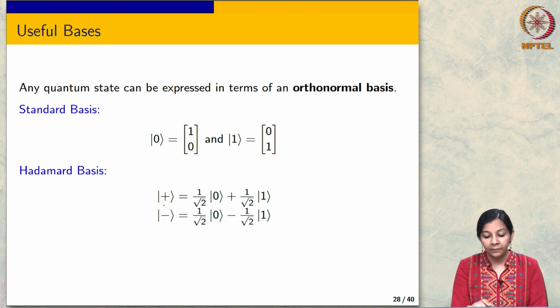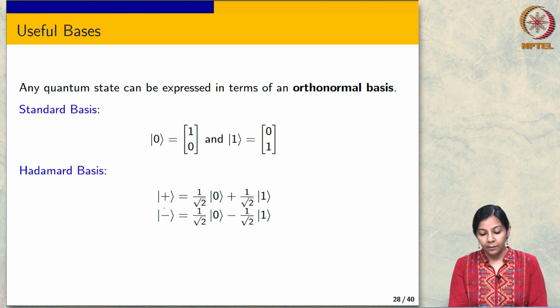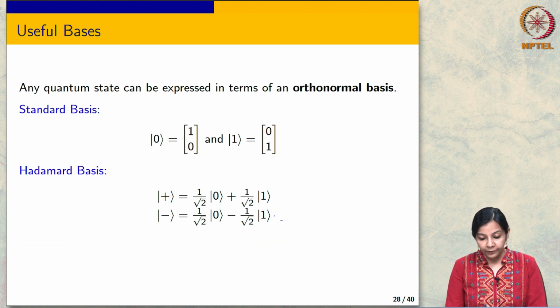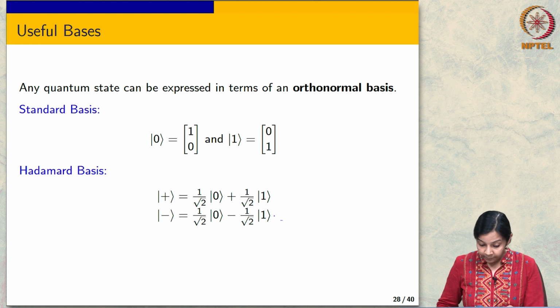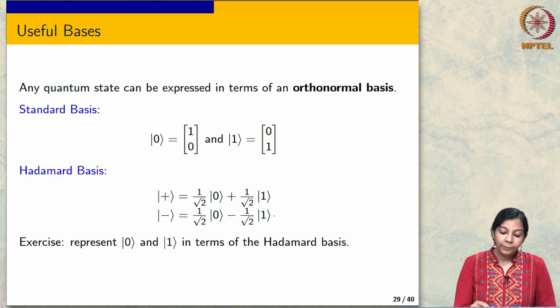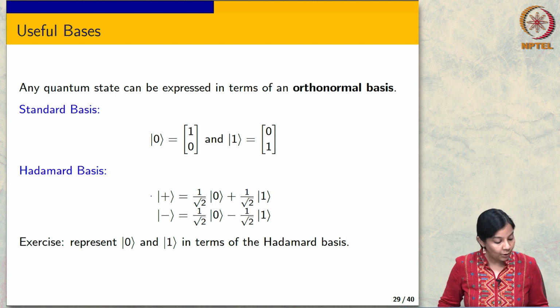So there is the plus state, which is 1 over root 2 |0> plus 1 over root 2 |1>, and the minus state, which is 1 over root 2 |0> minus 1 over root 2 |1>, right. And you can verify for yourself that this is a valid basis. As a simple exercise, you can try to represent the standard basis in terms of the Hadamard basis. Here we have expressed Hadamard in terms of standard. It's a nice exercise to do the opposite.